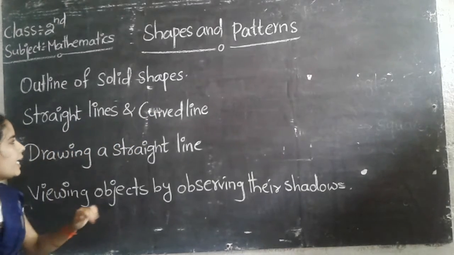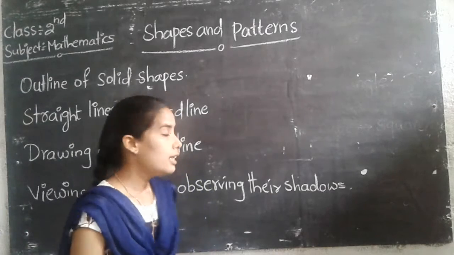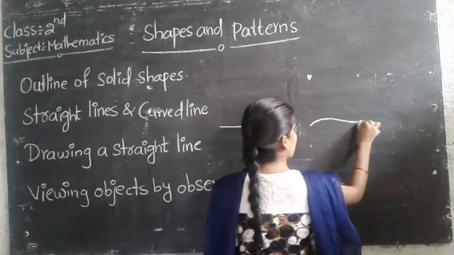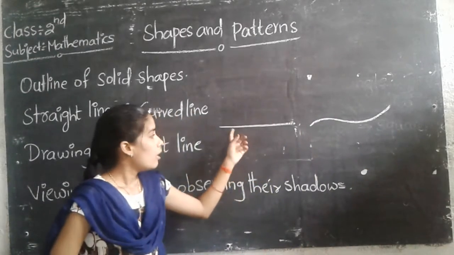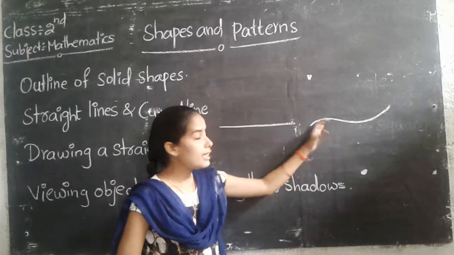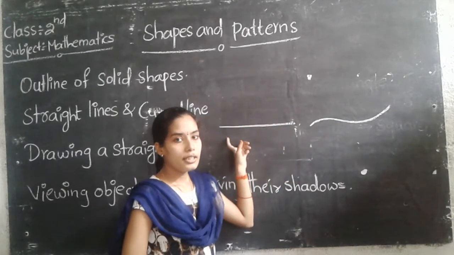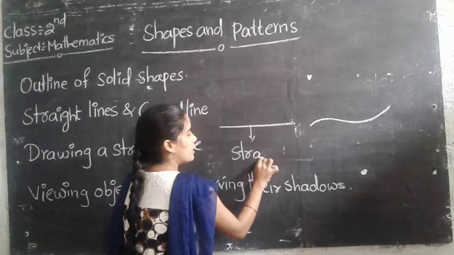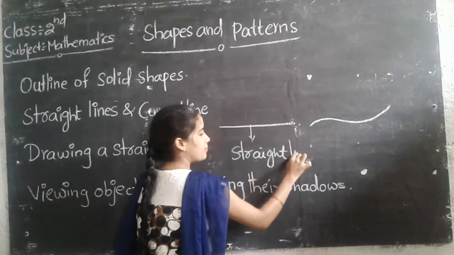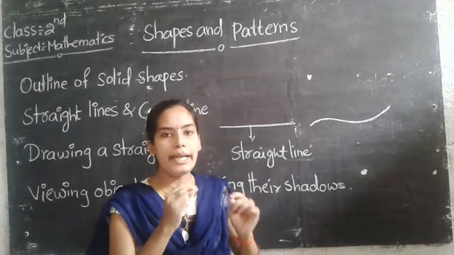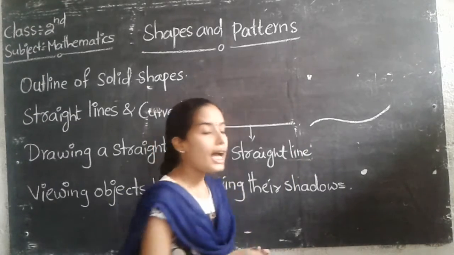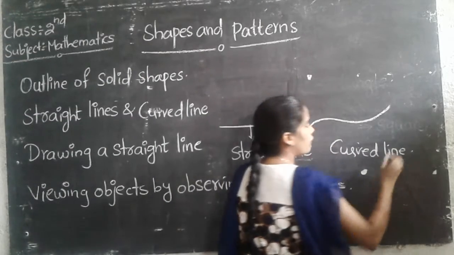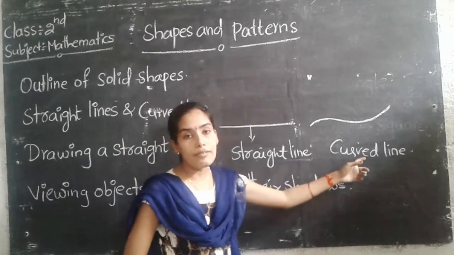What is the meaning of a straight line? What is the meaning of a curved line? Children, let us see. Observe these two lines. Which is straight, without any bending? So this is the straight line. If the line is bending, that line is called a curved line. Straight line, curved line.